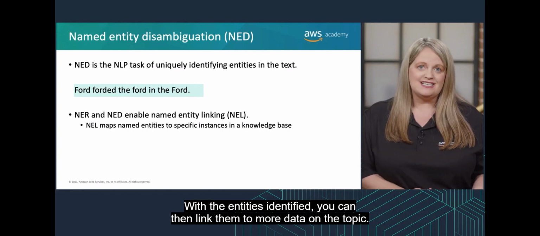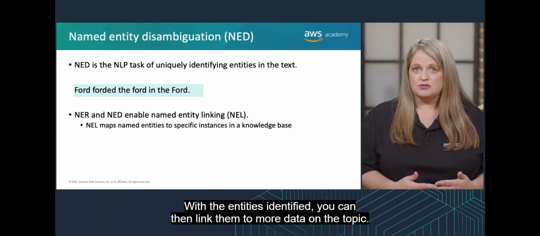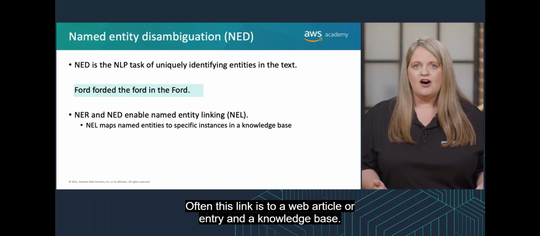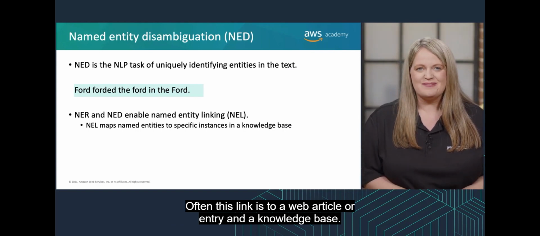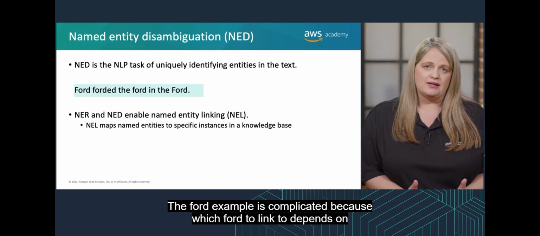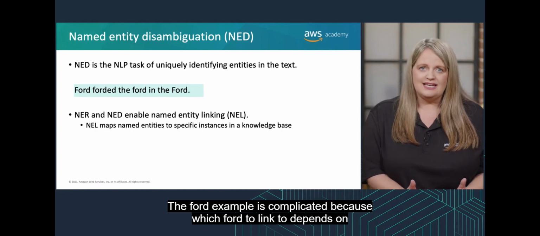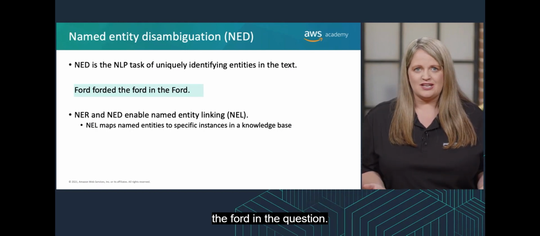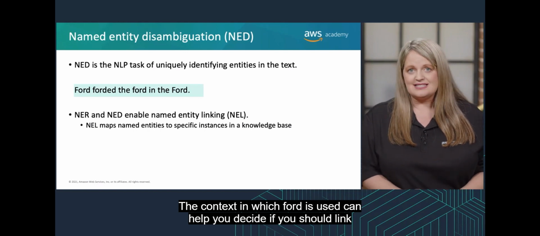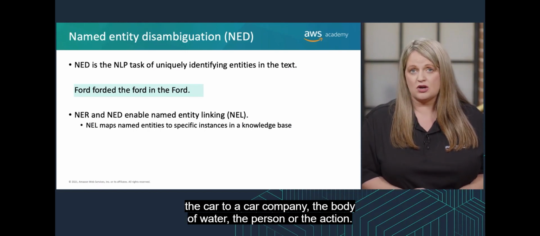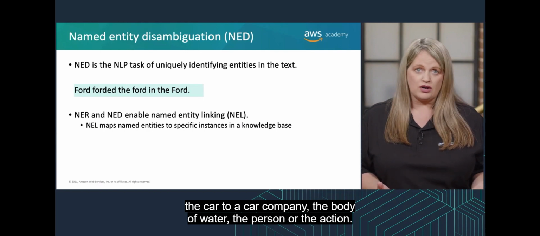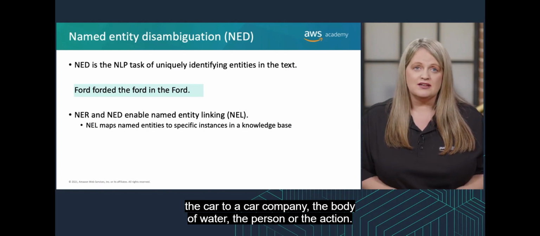With the entities identified, you can then link them to more data on the topic. Often, this link is to a web article or entry in a knowledge base. The Ford example is complicated because which Ford to link to depends on the Ford in the question. The context in which Ford is used can help you decide if you should link the car to a car company, the body of water, the person, or the action.